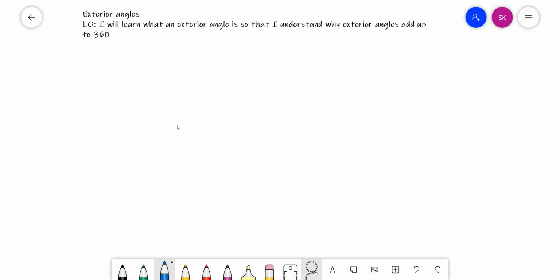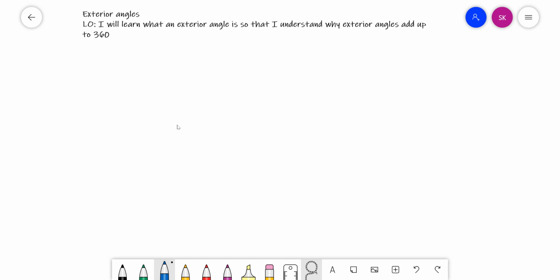Welcome to today's lesson. It is starting a slightly new topic within the wider topic of angles, and it is about exterior angles. So can you please write the title, write the learning objective, underline them both in purple pen in a new page in your book, and pause the video so that you've got time to do that. Press play when you're ready to keep going.